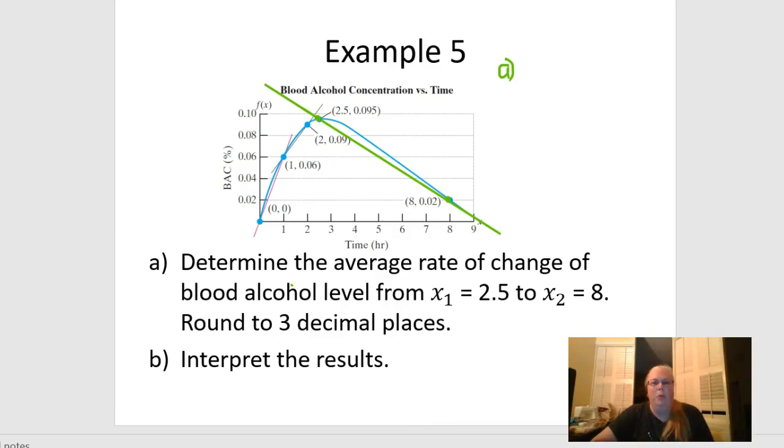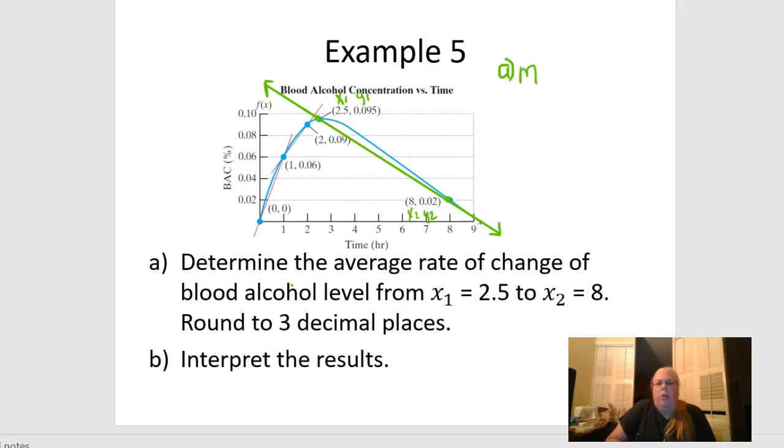Okay, so I figured out how to make the ruler work, and I actually have my line drawn here, the green line. Now what we're trying to do is we're going to estimate what the rate of change is on the blue curve by finding the slope of the green line. And the green line goes from the point 2.5, 0.0095 to the point 8 and 0.02.